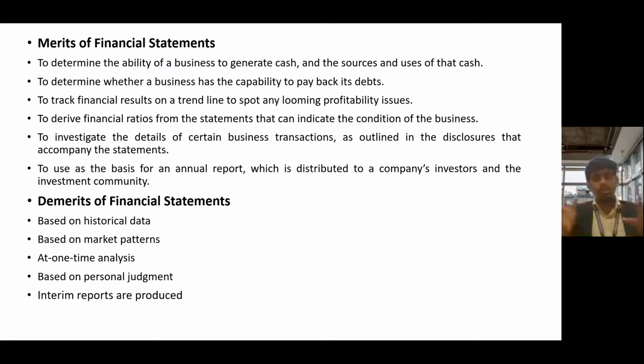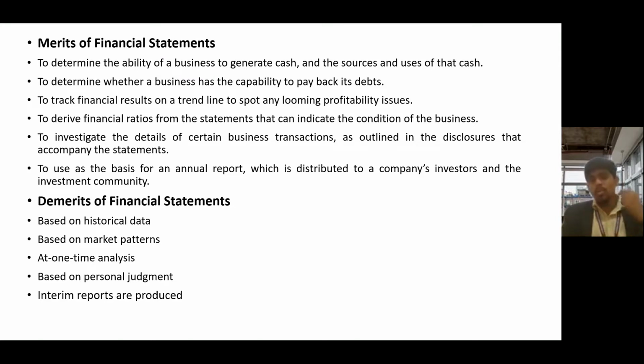for an annual report which will be distributed to the company's investors, the regular investment community, so that we can show that this is our financial statement. So this much on your investment, this much you earn as returns, this percentage of return you earn. So we can disclose a certain percentage of profit to all the investors, right?